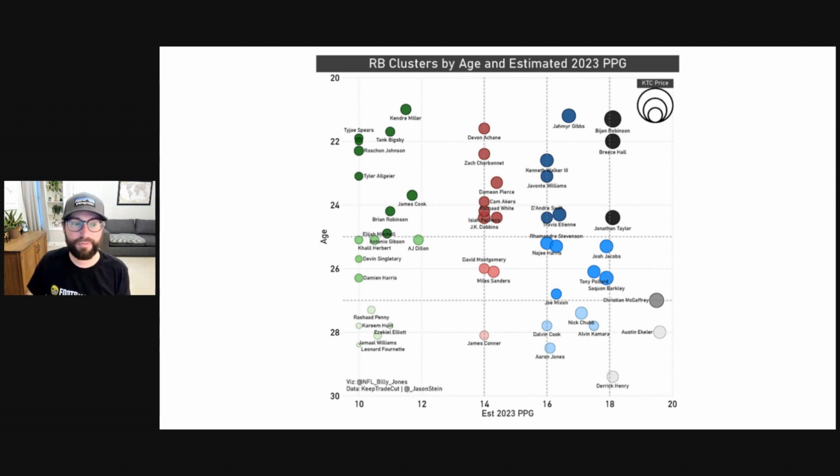I wanted to give a big shout out to NFL_Billy_Jones for helping me put this chart together on the running backs. He also helped me do that for the quarterbacks as well. I'm going to hit the next slide here.